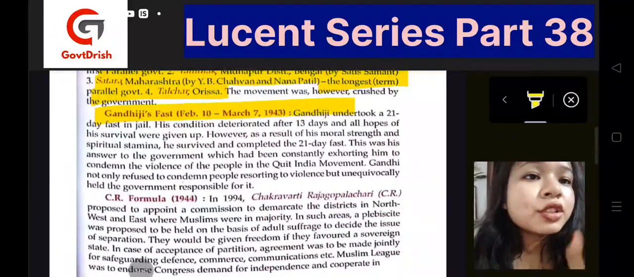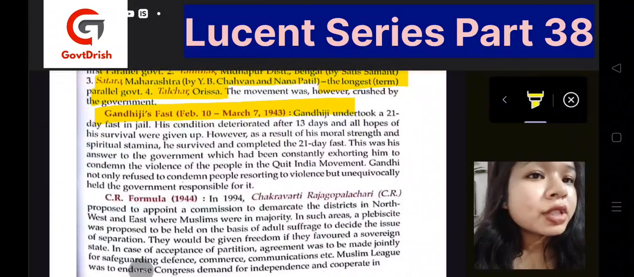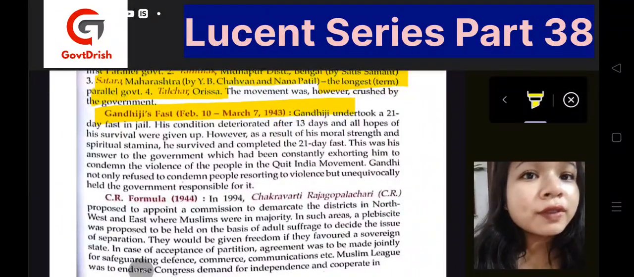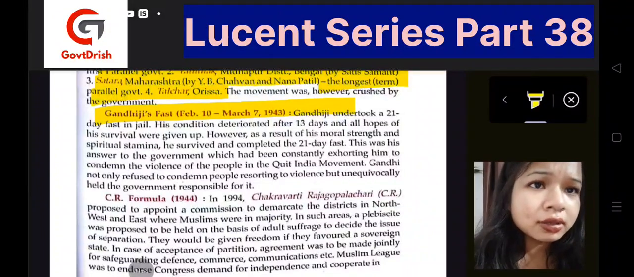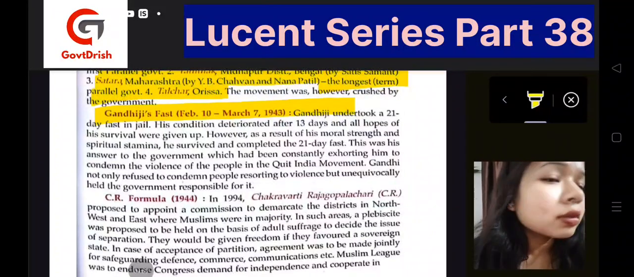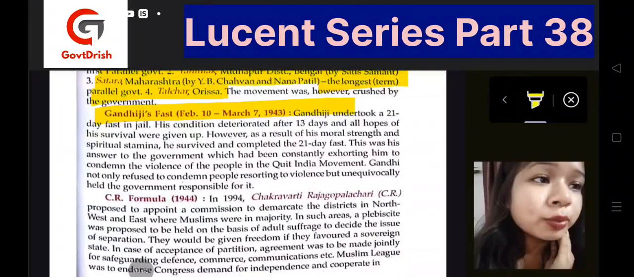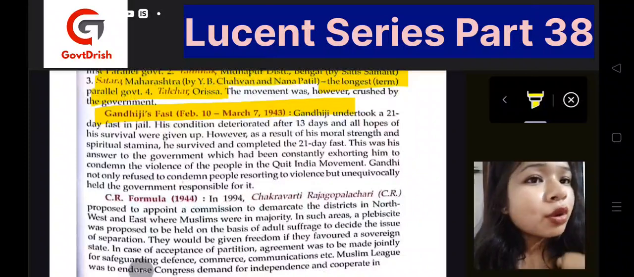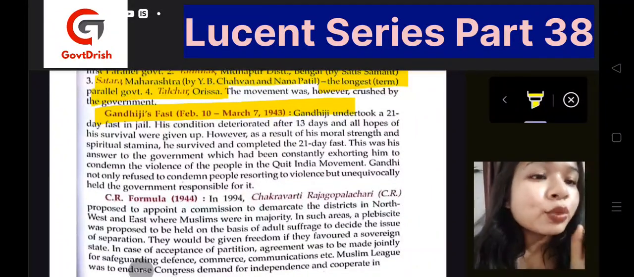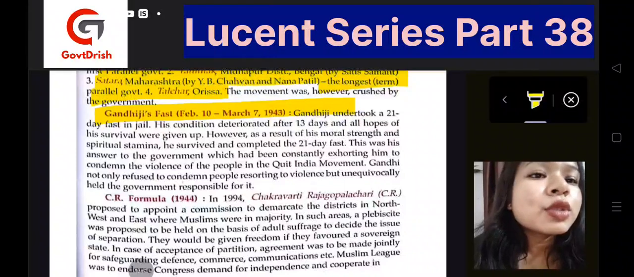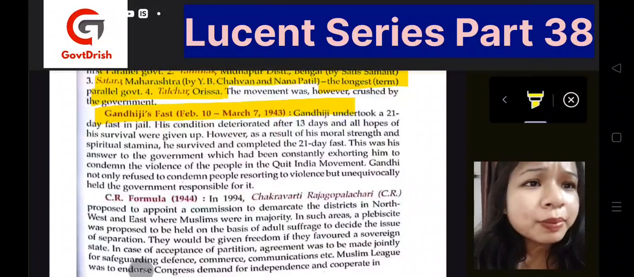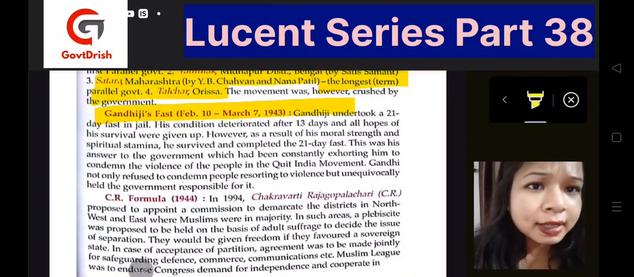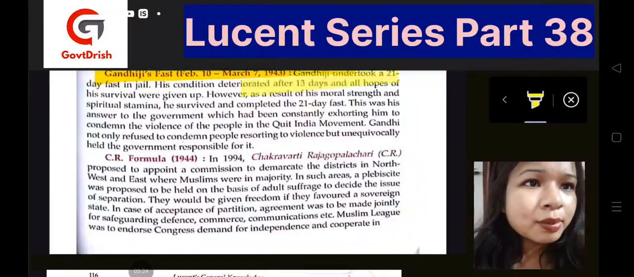Okay, now let's talk about Gandhiji's fast. It was from February 10 to March 7, 1943. He undertook a 21-day fast in jail. After 13 days his health was obviously deteriorating, and it was almost evident that he would not survive much longer. But he had his moral strength and spiritual stamina, and he completed that 21-day fast. This was an answer to the government, which was condemning all his protests and putting violence on the people. So this was a protest from his side. This was his fast. Remember the days, okay?